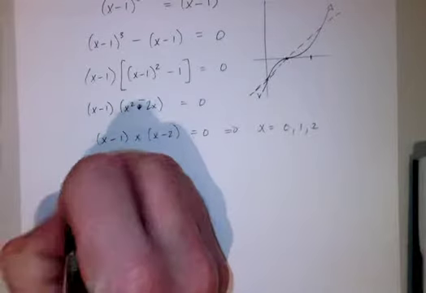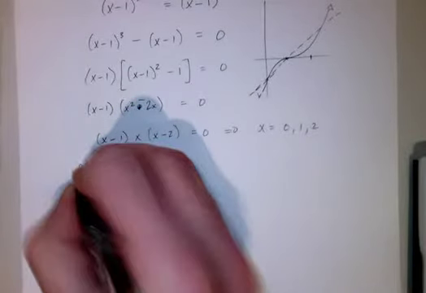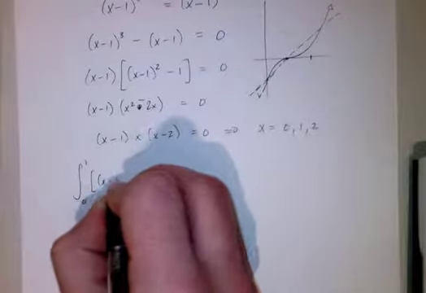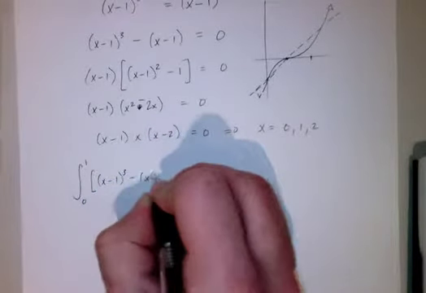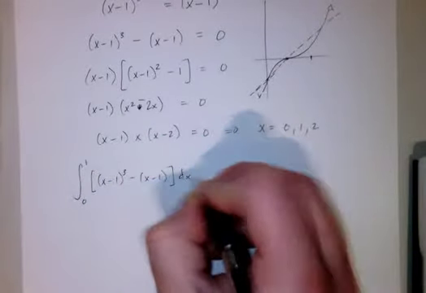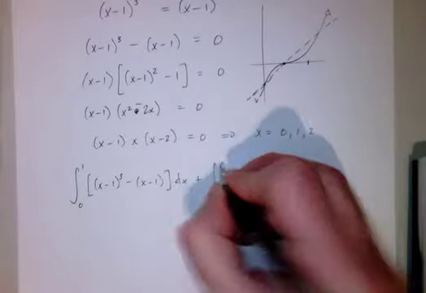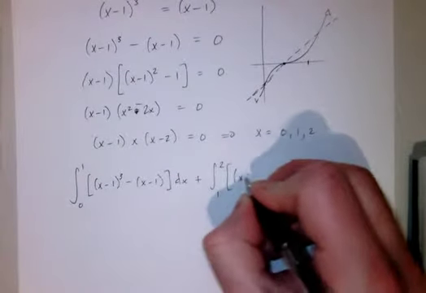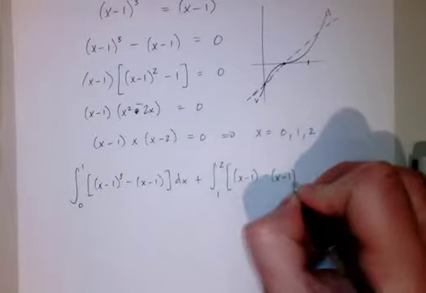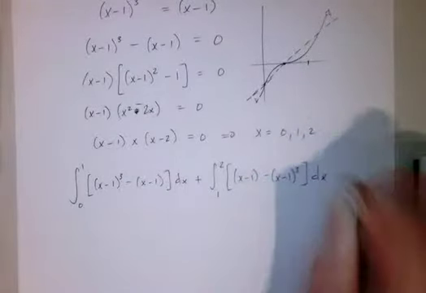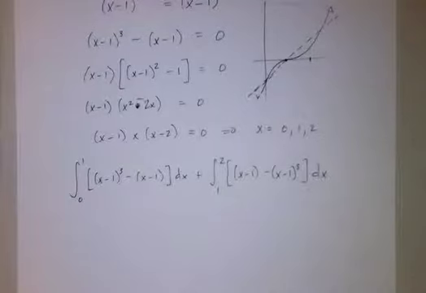I recognize the fact that from 0 to 1, it's going to be (x minus 1) cubed minus (x minus 1) dx. And then from 1 to 2, it's going to be (x minus 1) minus (x minus 1) cubed dx. Now on both of those, we can use that cute little factorization technique if we don't want to deal with the binomial expansion of a cube.